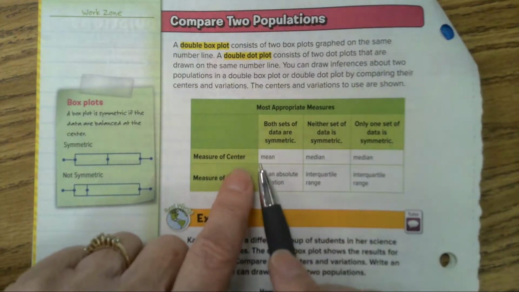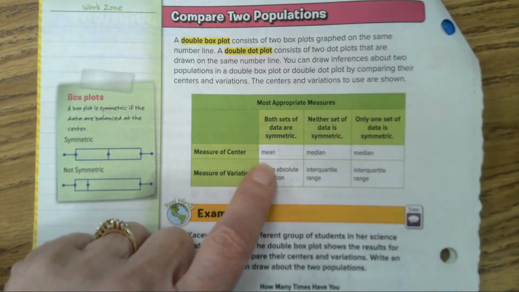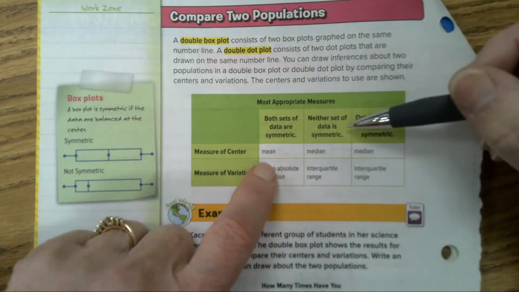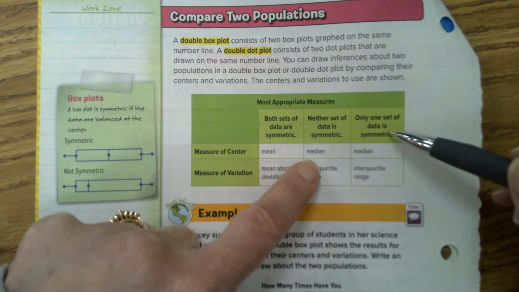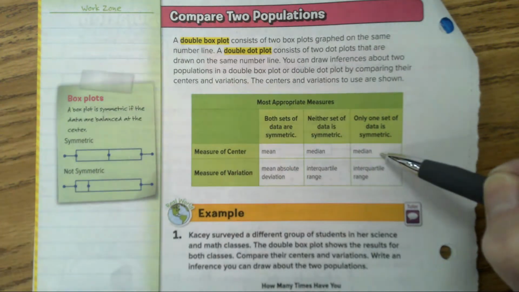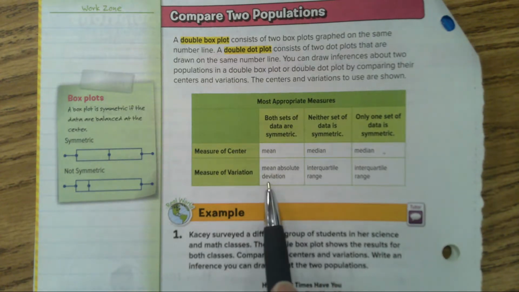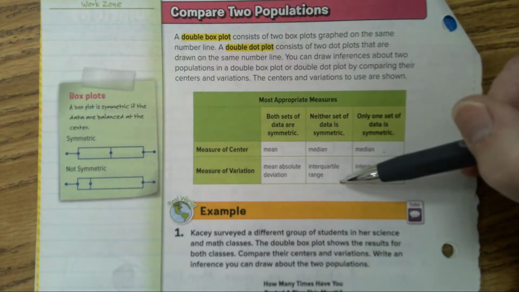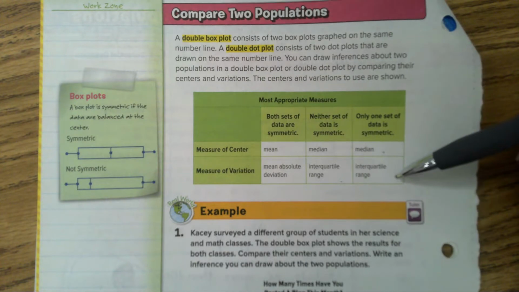Okay. If both sets of data are symmetric, then you use the mean. Symmetric means they're well balanced, okay? If neither set of data is symmetric, then you use the median. If only one set of data is symmetric, then you use the median. All right? Measure of variation, mean absolute deviation when both sets of data are symmetric. Interquartile range whenever it's not symmetric. And when only one side is symmetric, then you would use the interquartile range.